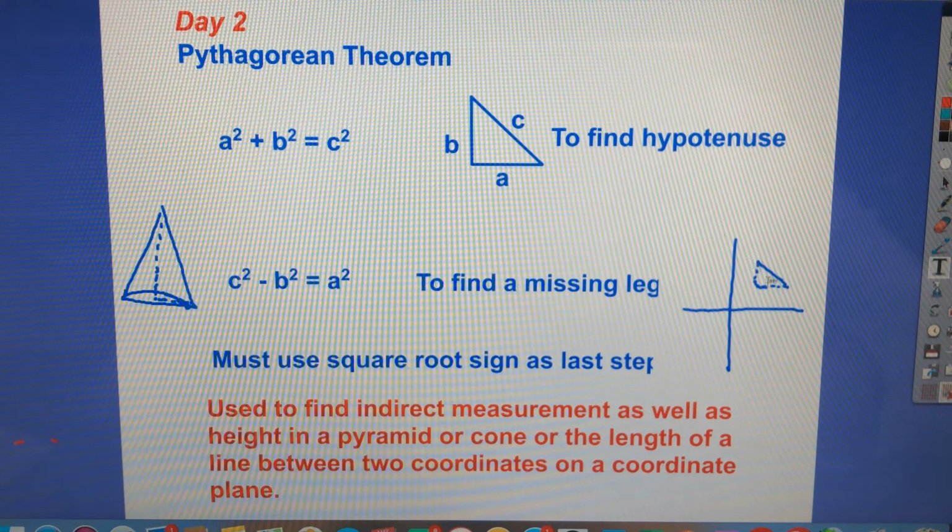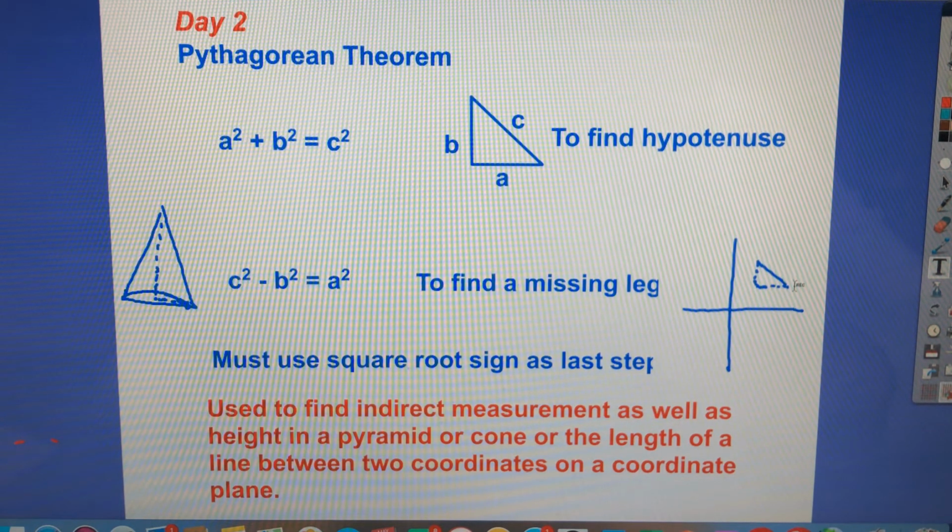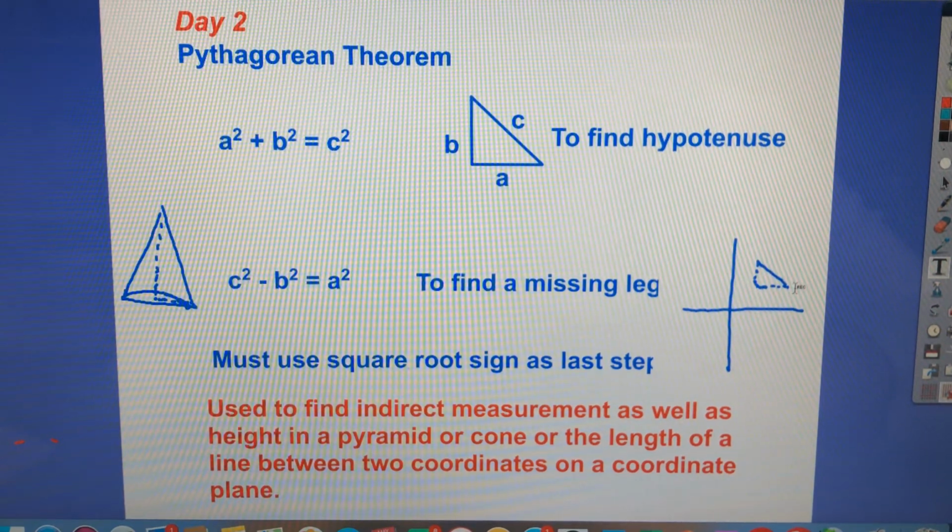You also can use it to find the distance between any two coordinates on a coordinate grid. You have any two plots, you connect them with a line, and then you put in your invisible right angle and create a right triangle. Using the length of the two legs, you can calculate the length of the slant.